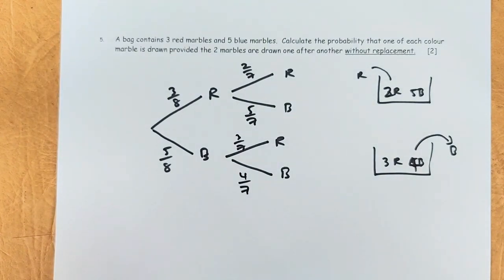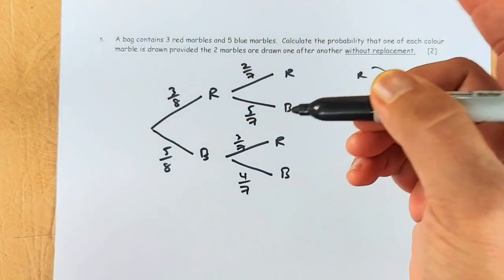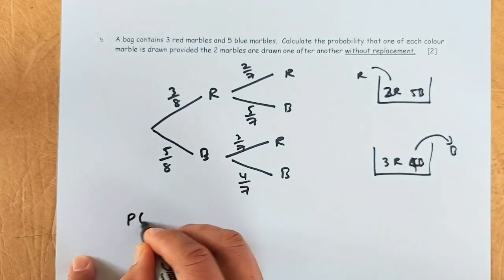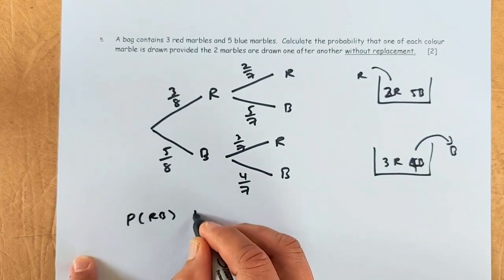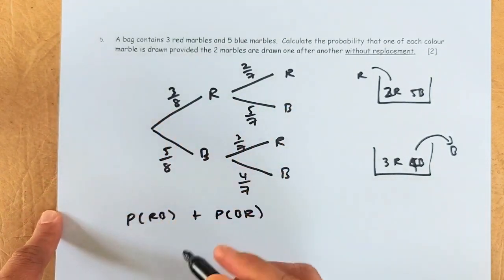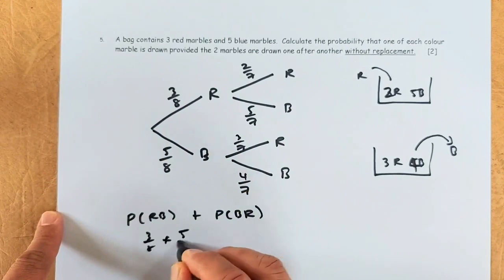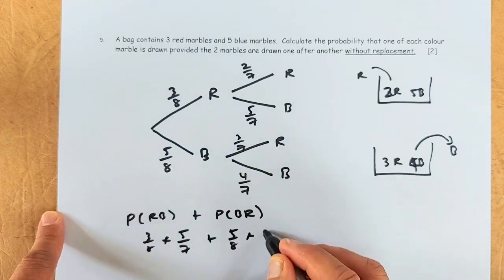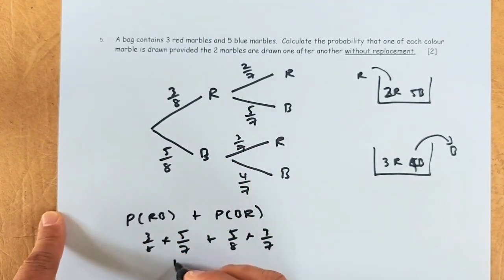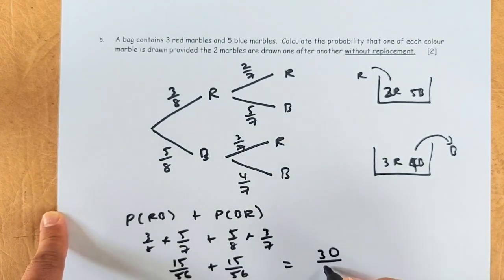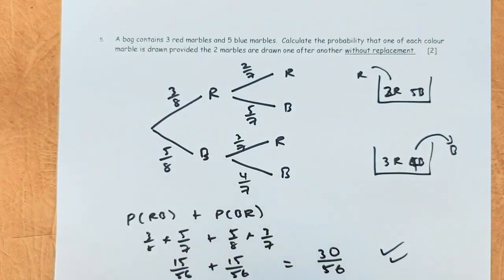Now the next question. They're asking you, what is the probability that each color marble is drawn, provided they are drawn one after another without replacement. So it could be the probability of red then blue, or the probability of blue then red. So you add them up together. Red blue is going to be 3/8 times 5/7, and the same thing for blue red, 5/8 times 3/7. So the answer is going to be 15/56 plus 15/56. Put it in your calculator. The answer is going to be 30/56, and that will give you 2 marks in the exam.